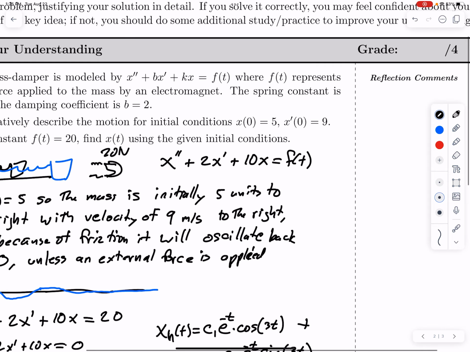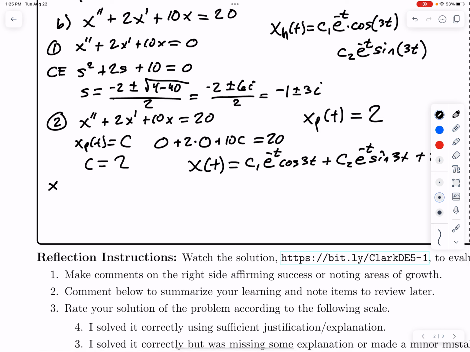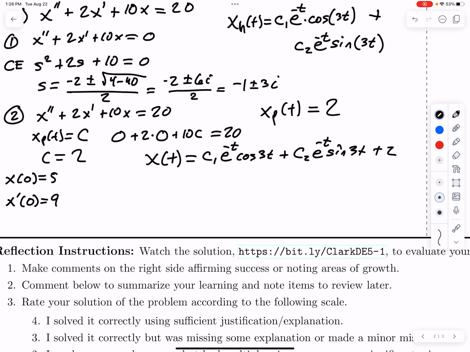And they wanted me to solve initial conditions: x(0) is 5, x'(0) is 9. So if x(0) equals 5, and I plug in 0 for t, cosine of 0 is 1, e to the 0 is 1. So I would get c1 plus 0 from that sine term plus 2. So c1 must equal 3 in this case.